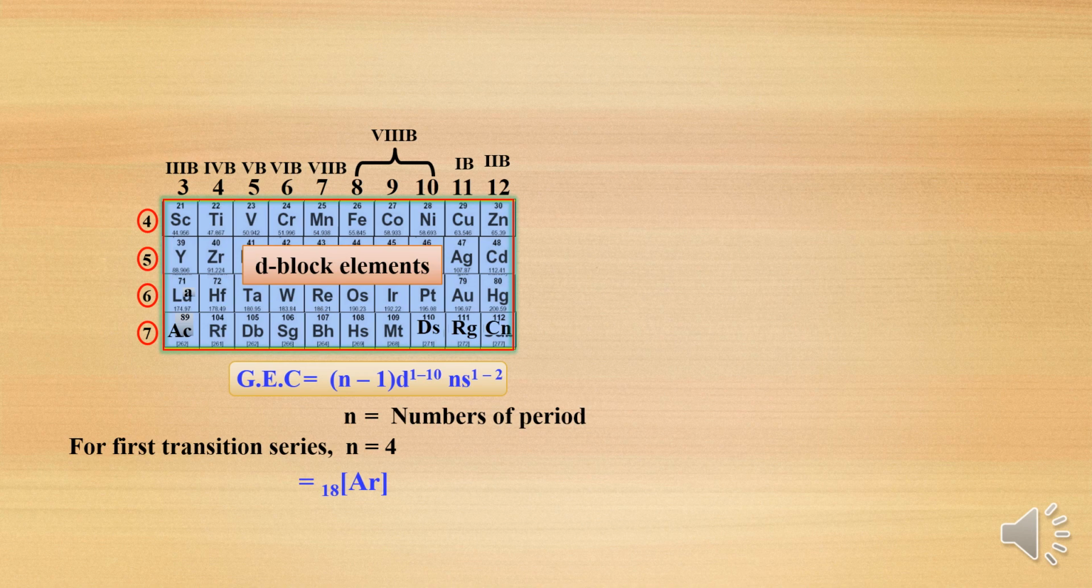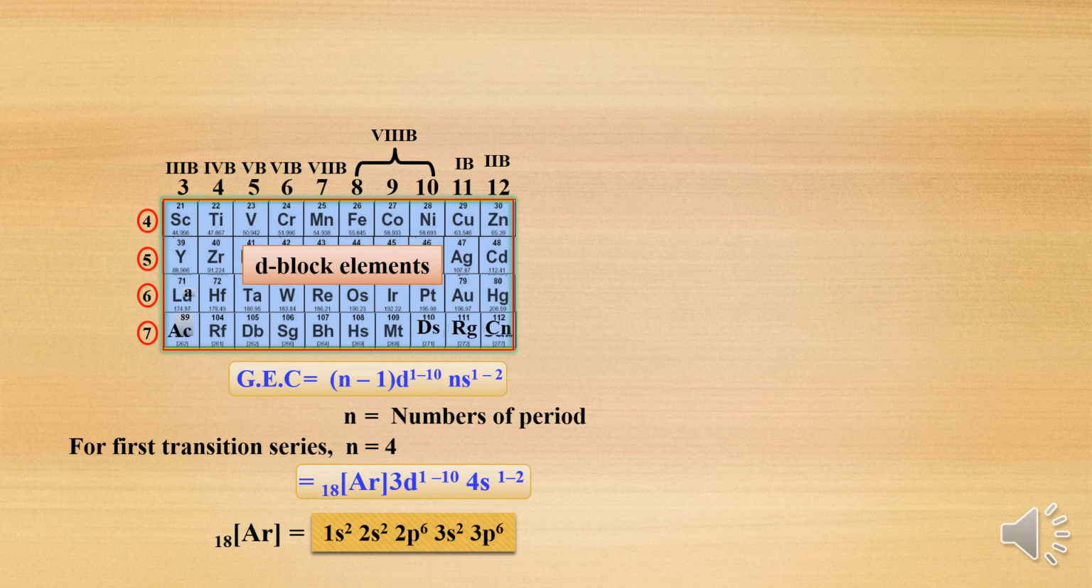Now for the first transition series, I will take the general electronic configuration, meaning atomic number 21 to 30, scandium to zinc. The general electronic configuration is argon 18, 3d 1 to 10 and 4s 1 to 2.